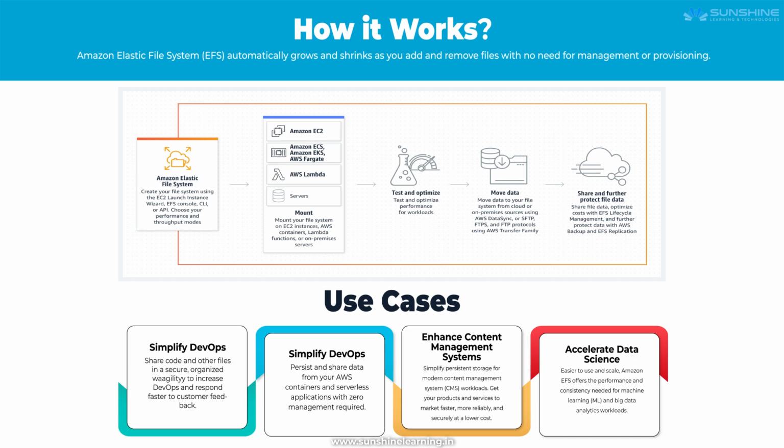So how does it work? If you look into the Elastic File System diagram here, the flow chart, you create your file system using the EC2 launch instance wizard, EFS console, CLI or API, and this EFS can be mounted with Lambda, can be accessed by container services, Kubernetes services, Fargate, which is a serverless service, and also from the EC2 instances. Apart from that, you can mount it with the on-prem servers as well. And what you can do is test and optimize, move the data, share and further protect your file data as well.